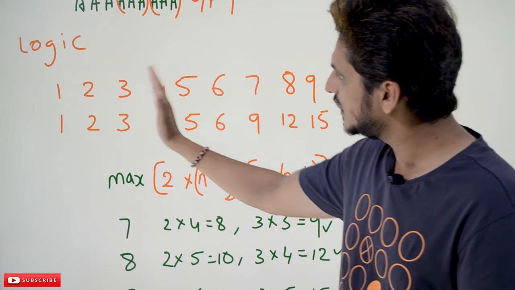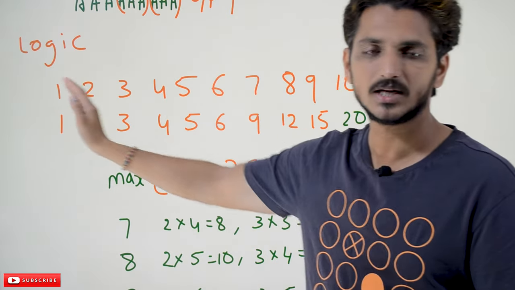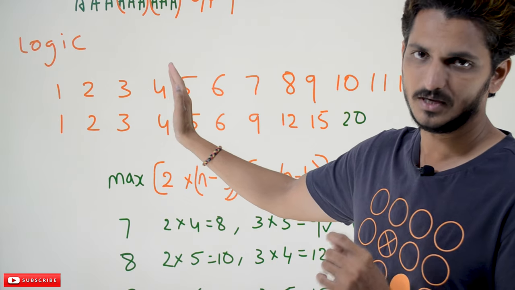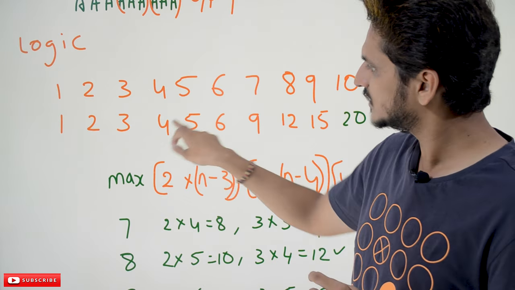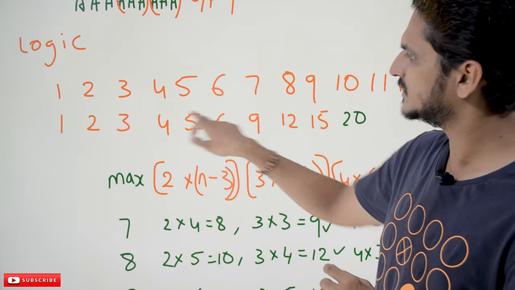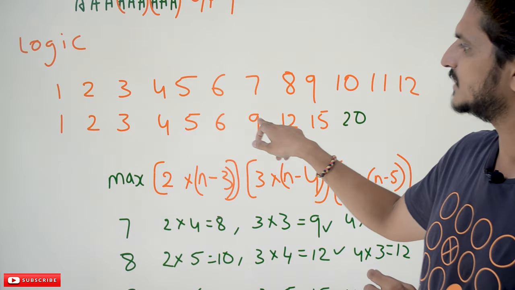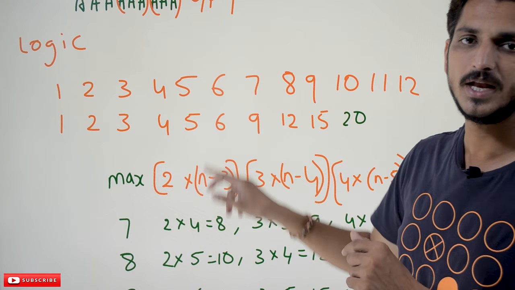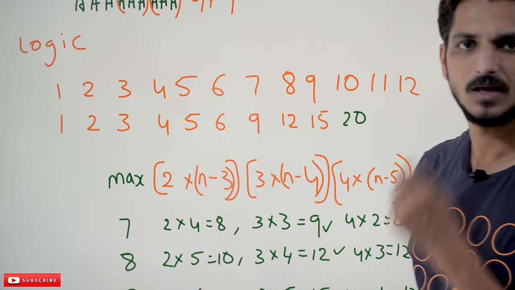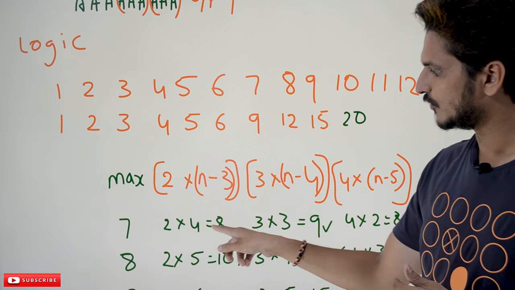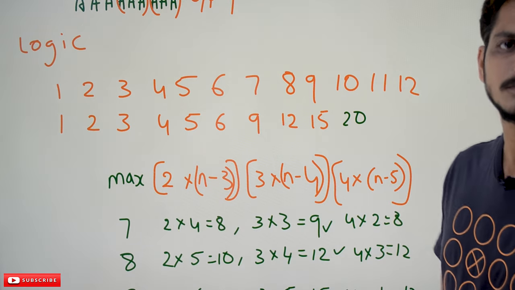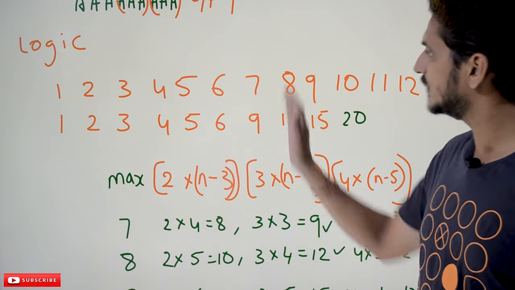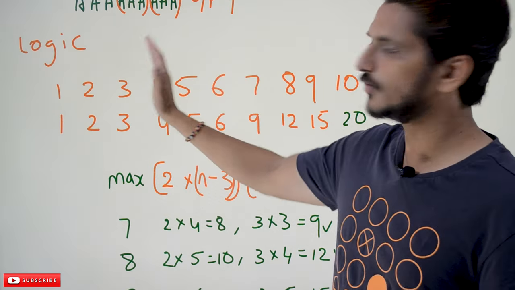So up to 4, how many A's have been printed on the screen? 4 A's have been printed on the screen. Select means select 4 A's. Copy means copy 4 A's. Display means print 4 A's. 4 plus 4, how many? Total 8. So 2 multiplied by 4 is equal to 8. This is one of the options. Another option is also there. Go n minus 4 positions.